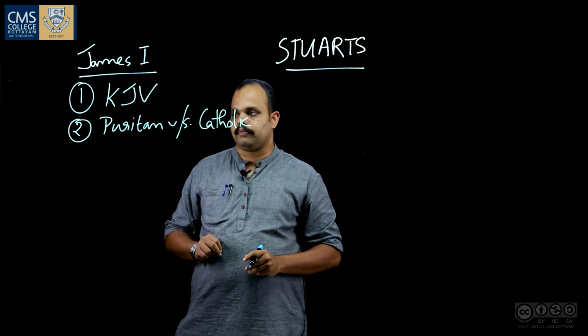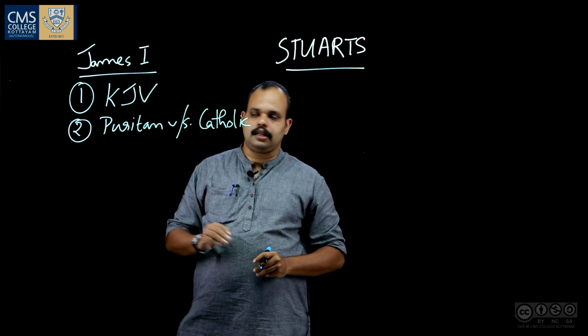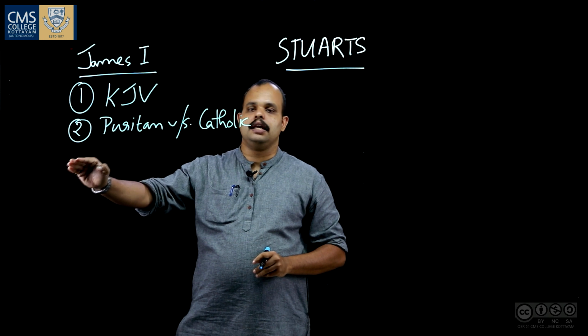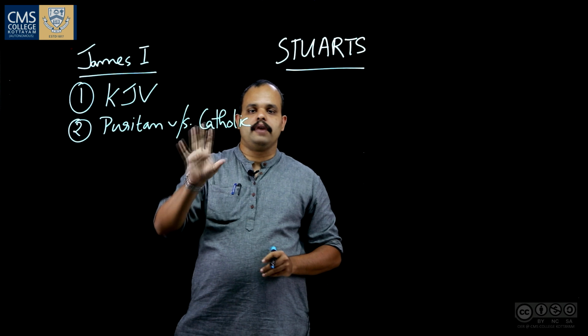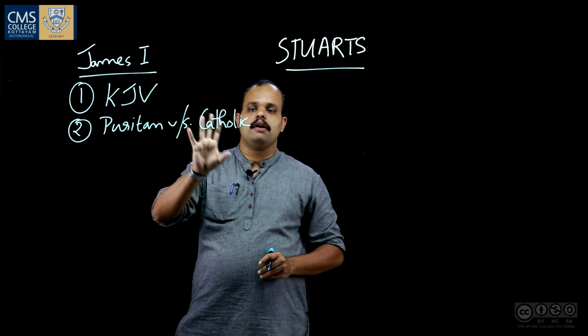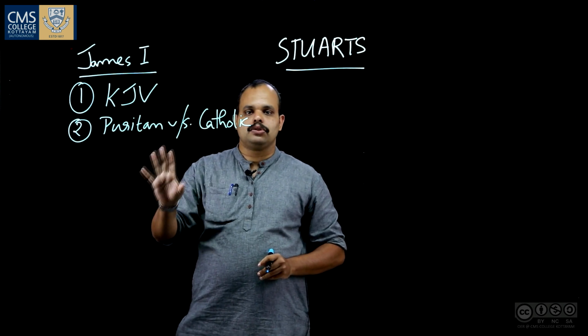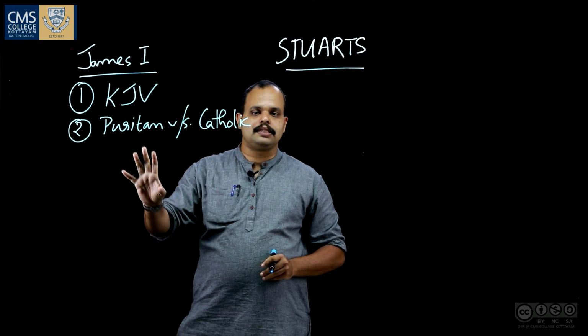Second, you have the Puritan versus Catholic controversy. James was actually a Catholic, while England was basically Protestant in nature. So everybody had a doubt whether James supported Catholics or whether James supported Puritans. So as a result, there was always a question of problem.